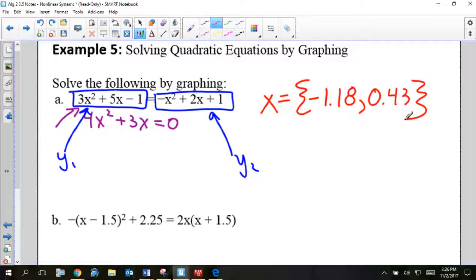It's not an ordered pair. I'm not putting it in parentheses. I'm putting it in fancy brackets because it's a collection of answers. Those are just the x's that make those equations equal to each other. Right?